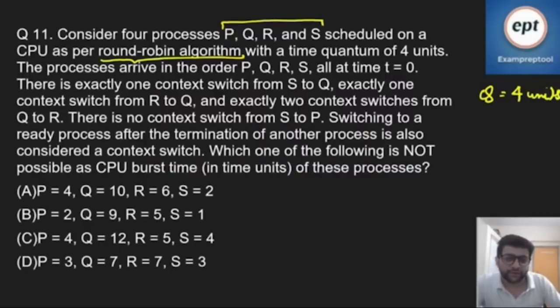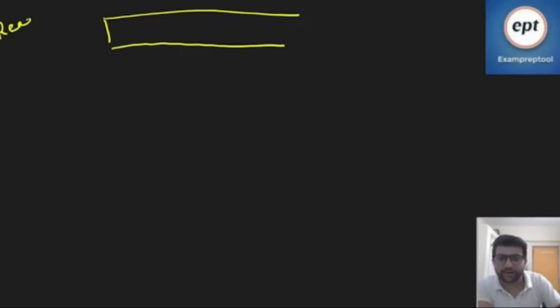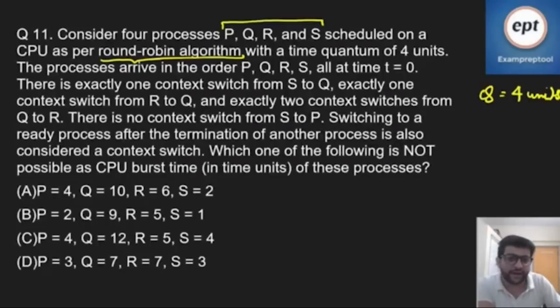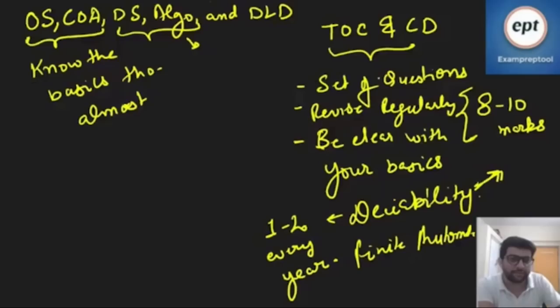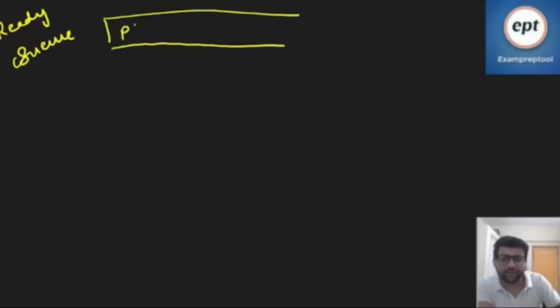Right? The processes arrive in the order P, Q, R, and S. So let's create the ready queue. This is our ready queue. And we have been given that the processes arrive in the order P, Q, R, S at the same time. So the ready queue will be P, Q, R, and S.